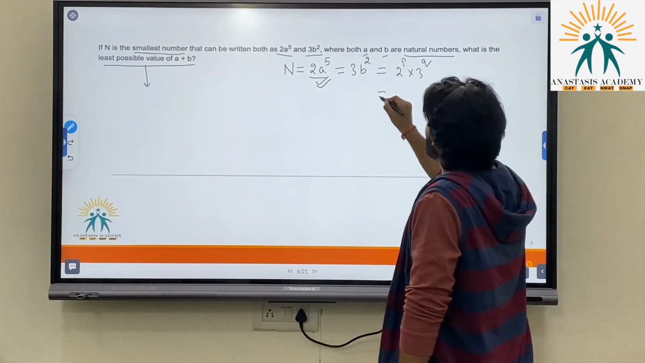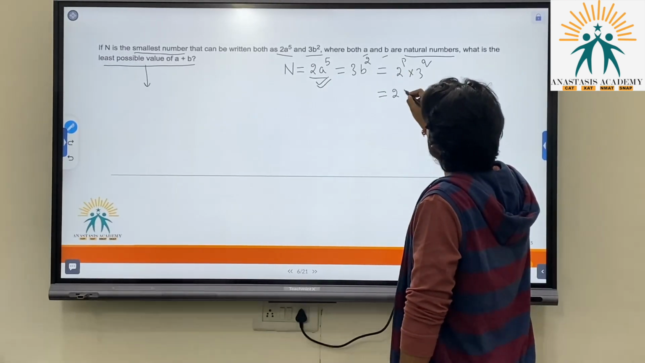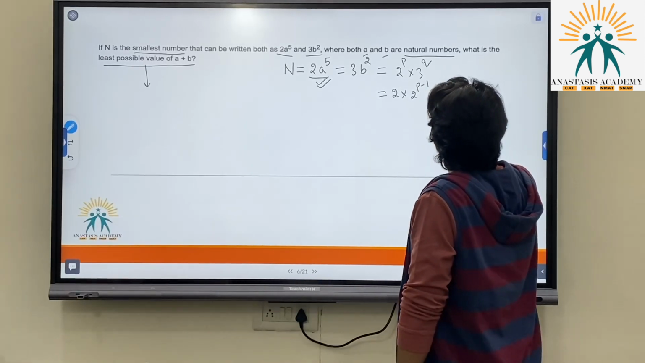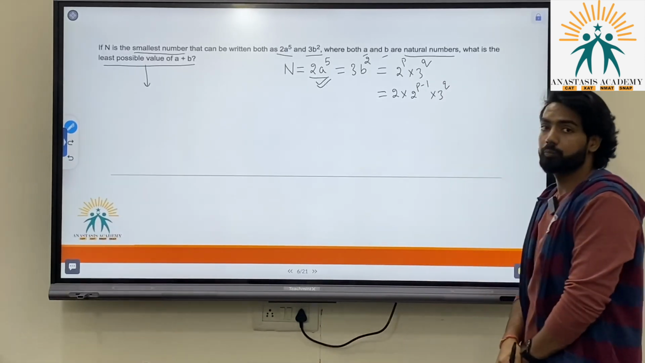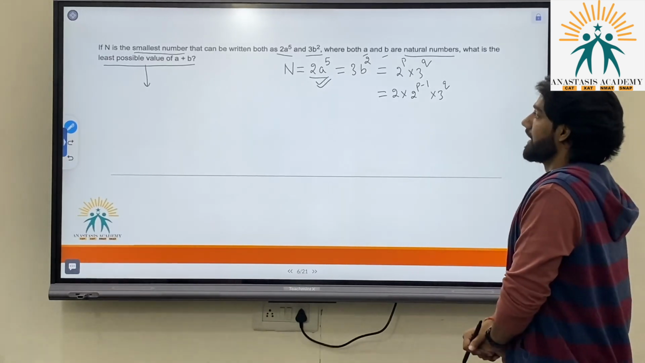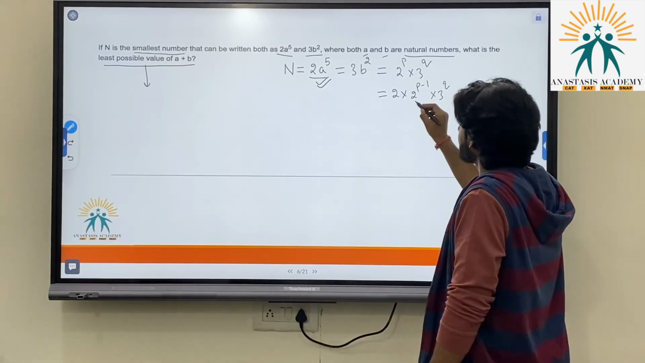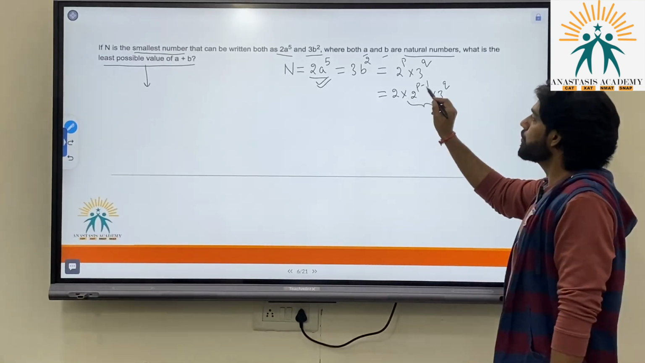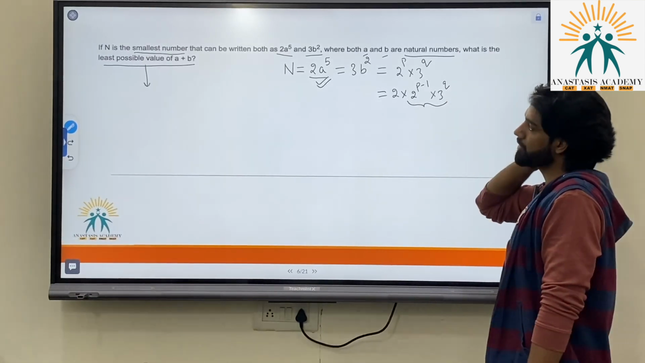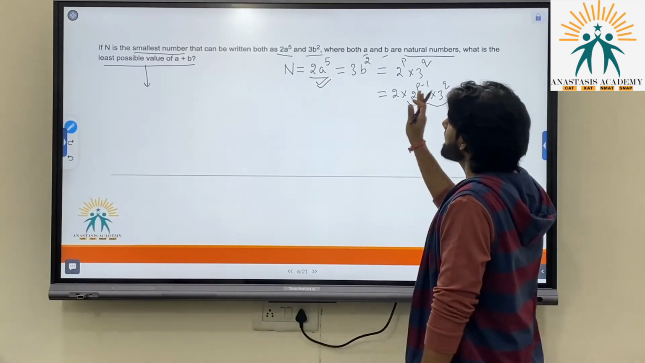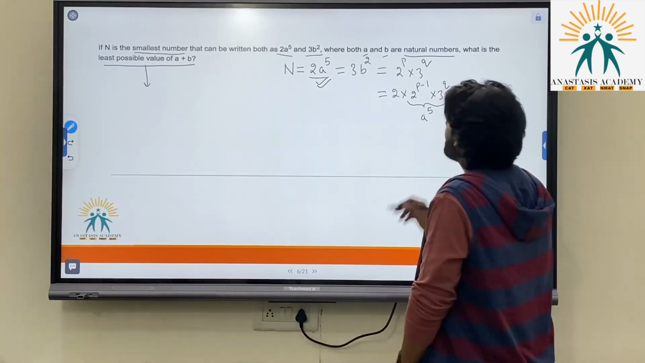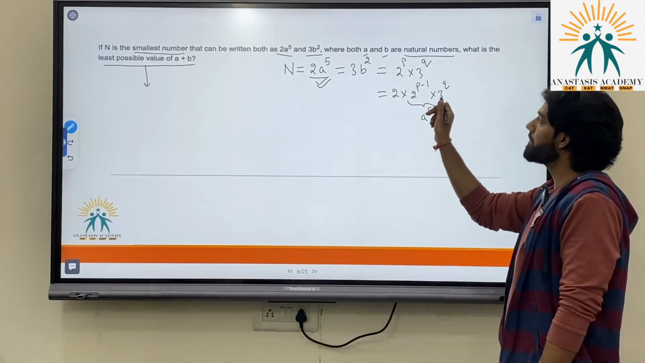So when I take 2 common, what is left is 2 raised to the power p minus 1 into 3 raised to the power q. Now, if 2 raised to the power p minus 1 and 3 raised to the power q, in this form when it is written as a multiple of 2, this is a raised to the power 5.